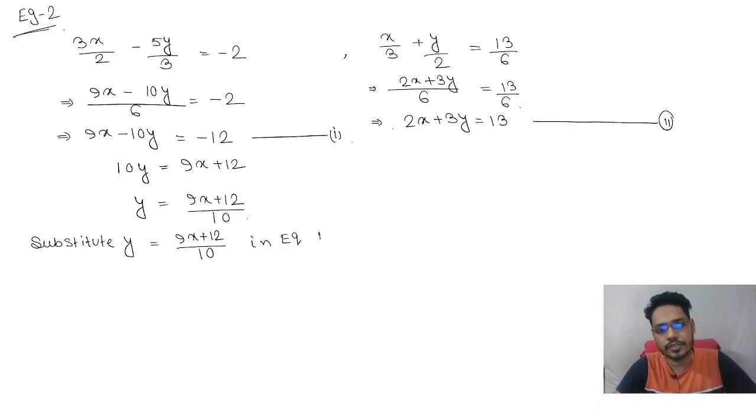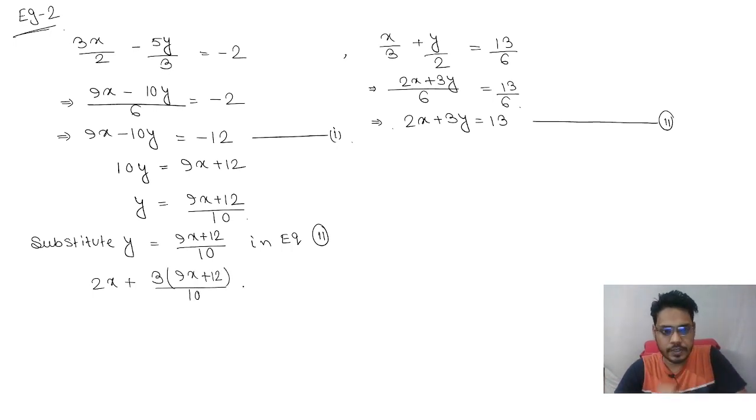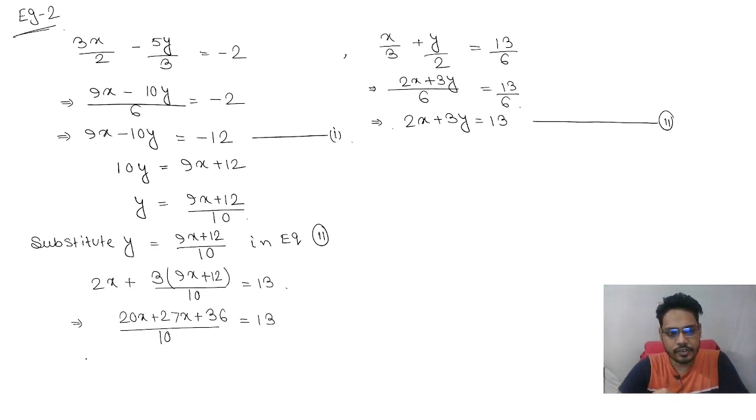If you substitute this in equation number 2, what will we get? 2x plus 3y, that means 3 into 9x plus 12 by 10 is equal to 13. Now if you calculate, 10 is the LCM, so 20x plus 27x plus 36, all by 10, is equal to 13. So 47x plus 36 will be equal to 130.